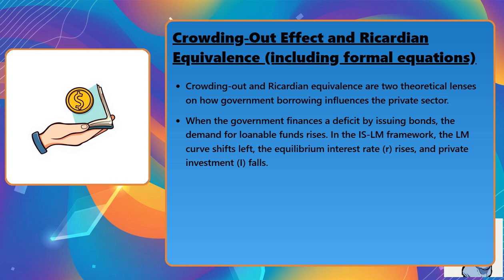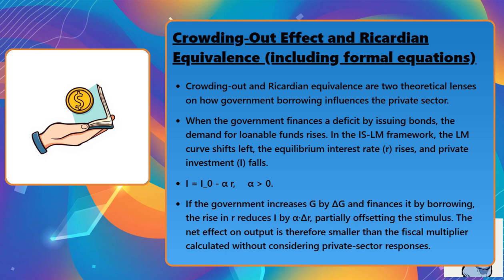When the government finances a deficit by issuing bonds, the demand for loanable funds rises. In the IS-LM framework, the LM curve shifts left, the equilibrium interest rate, R, rises and private investment, I, falls. I equals I naught minus alpha R, alpha greater than 0. If the government increases G by delta G and finances it by borrowing, the rise in R reduces I by alpha times delta R, partially offsetting the stimulus. The net effect on output is therefore smaller than the fiscal multiplier calculated without considering private sector responses.